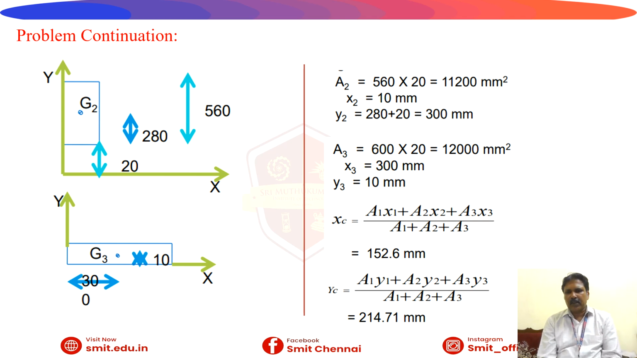Finally, applying center of gravity along the x-axis, we have x is equal to a1 x1 plus a2 x2 plus a3 x3 upon a1 plus a2 plus a3, and we will get 152.6. Similarly, we find yc also, a1 y1 plus a2 y2 plus a3 y3 divided by a1 plus a2 plus a3, and we will get 214.71 mm.